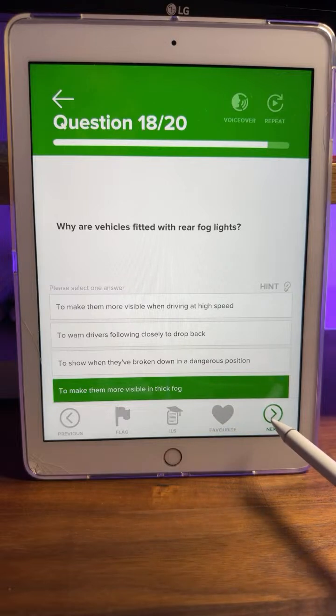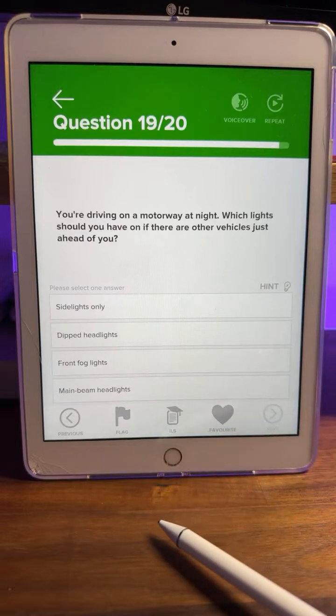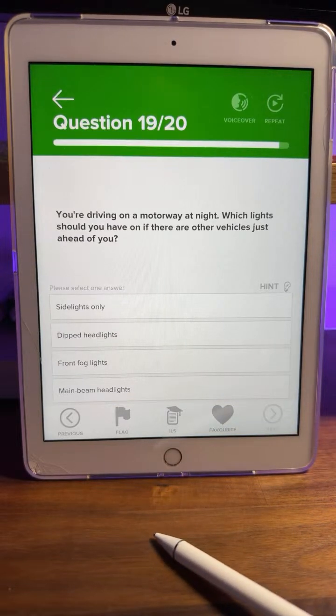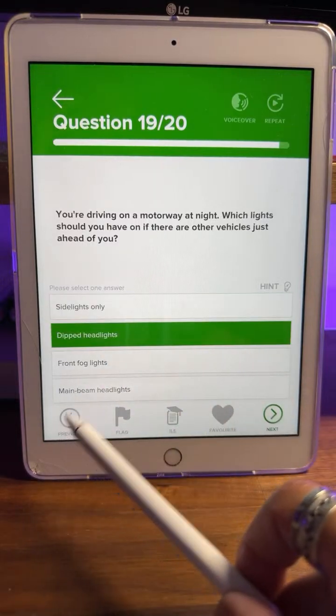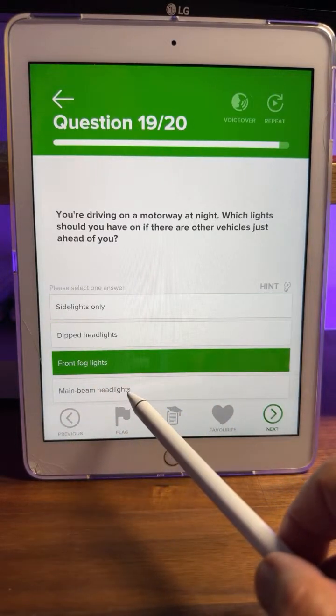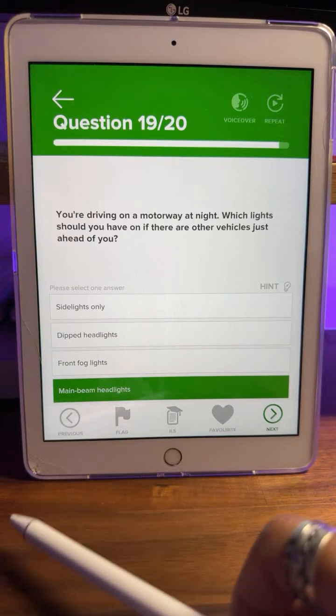Okay, so question 19, we've got 2 more to go. You're driving on a motorway at nighttime. Which lights should you have on if there are other vehicles just ahead of you? Side lights only, dipped headlights, front fog lights, or main beam headlights?